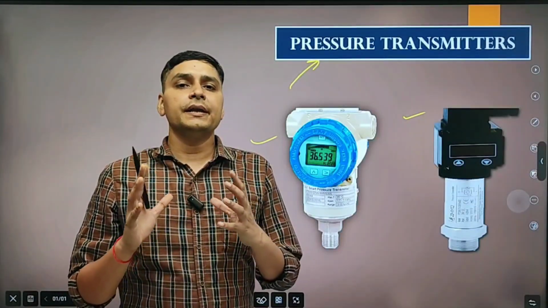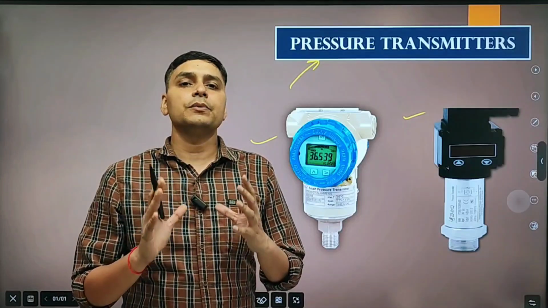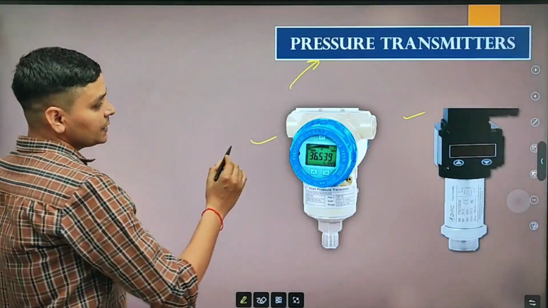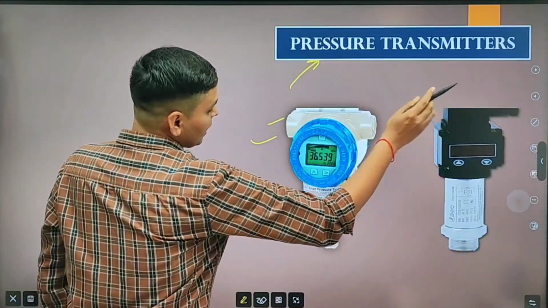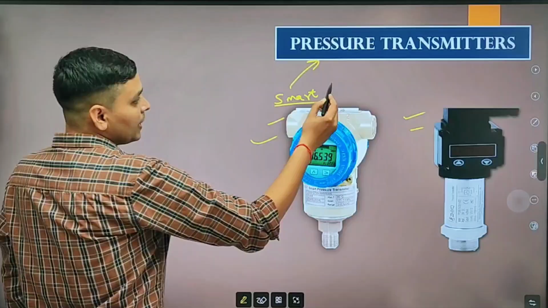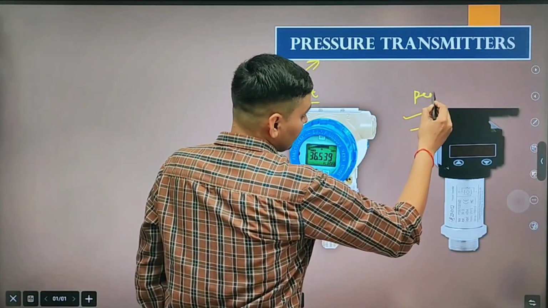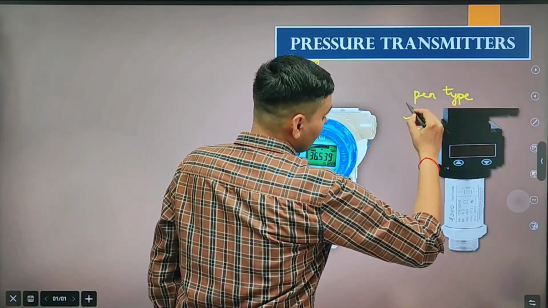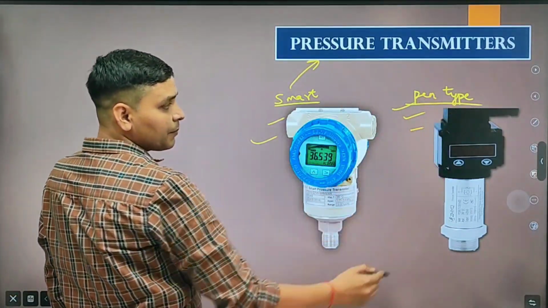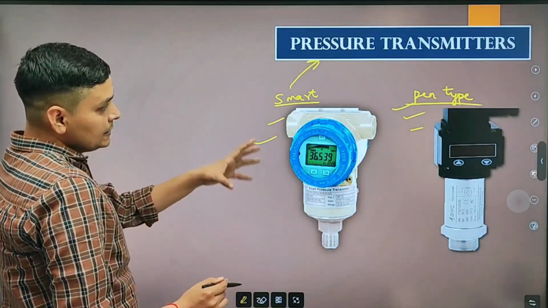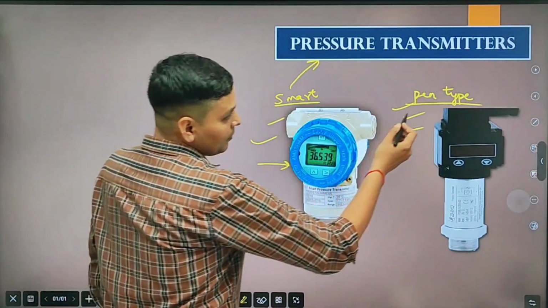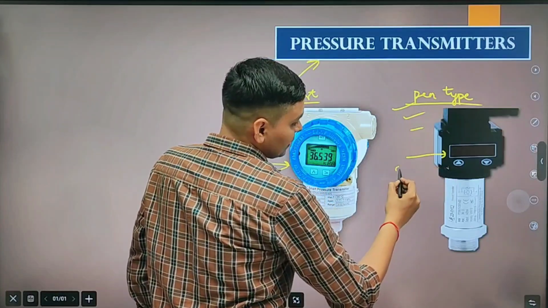As the name suggests, pressure transmitters are those transmitters that are used to measure pressure. They are mounted on any tank or on any process line to measure the pressure. Here in pressure transmitters, you will find two types of transmitters. First one is smart transmitter and the second one is pen type transmitter. Because this transmitter looks like a pen, it is known as pen type pressure transmitter. This transmitter also contains a display, but in a pen type transmitter the display is optional.